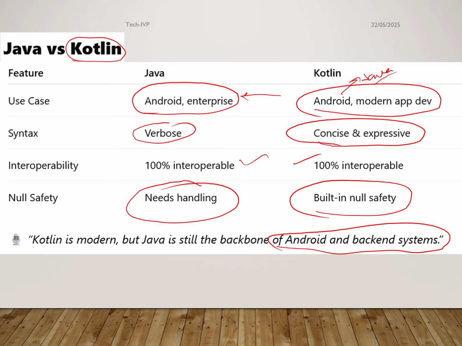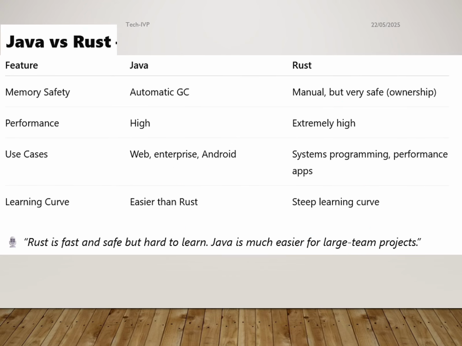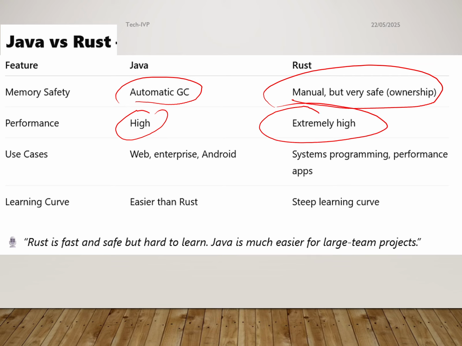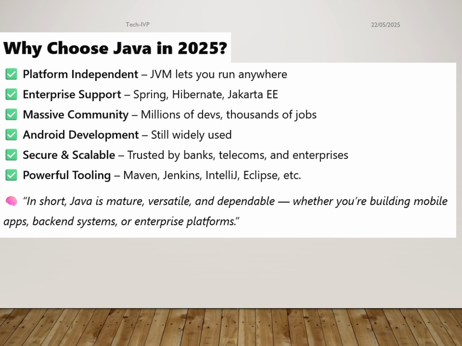The next one, Java versus Rust. Java has automatic memory safety, while in Rust it is manual. Performance: Rust is extremely high. Use cases: Java for web, enterprise, and Android; Rust for system programming and performance apps. Learning curve: Java is much easier than Rust. Rust is fast and safe but hard to learn. Java is much easier for large team-based projects.